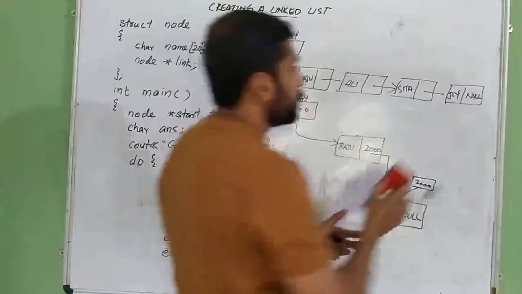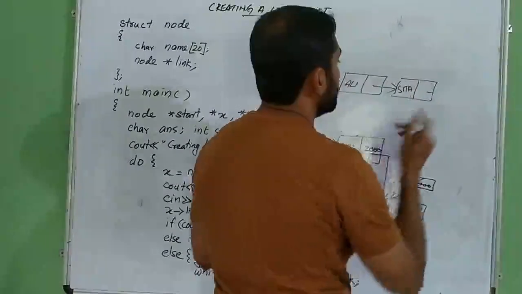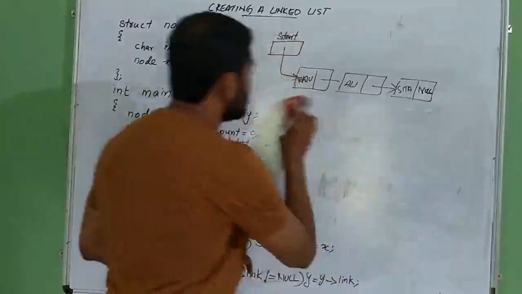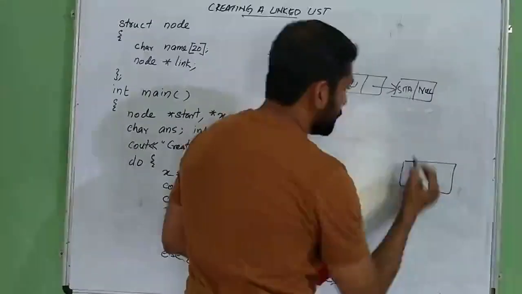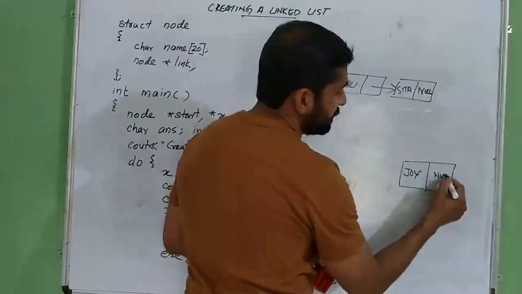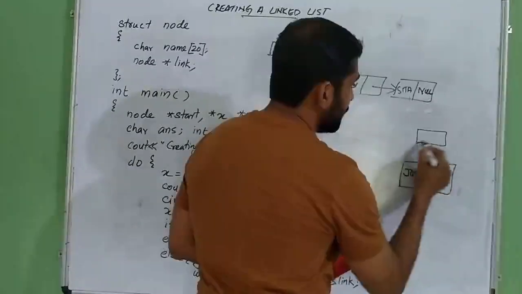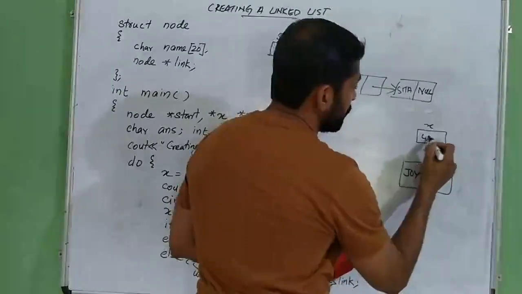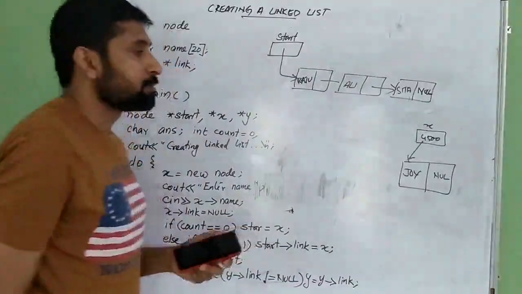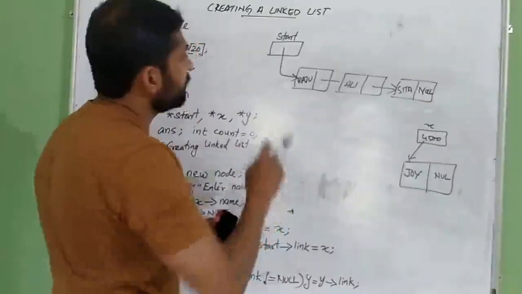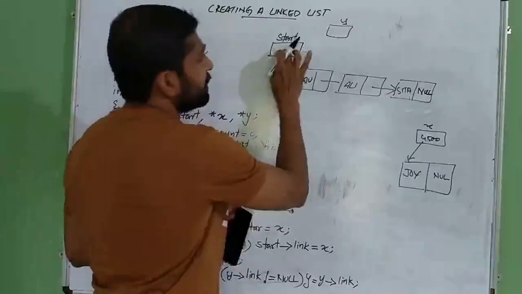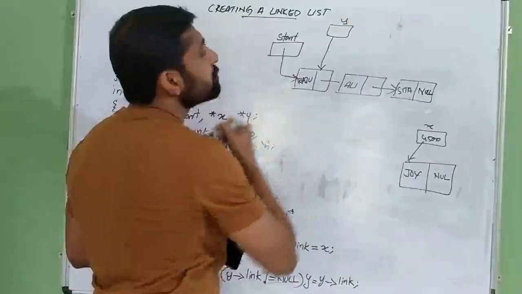How? Suppose this is the state. Here it is null. We are creating a new node and we have inserted Joy here and this is null and the address is there in x, let it be 4500. So this is our existing linked list, and what we have done is we have a y here, start address is stored in y, so this also points this, right?